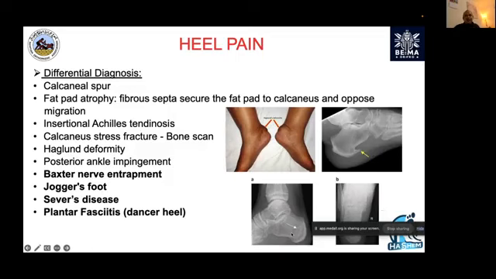Then you may have a Haglund deformity, and this is a Haglund deformity. It's a bony prominence here, and this bony prominence causes this tendon to wrap against it and cause a very common insertional Achilles tendinopathy, which may end by rupturing of the Achilles. Then you may have a posterior ankle impingement, meaning you have an osteophyte here. That's why the ankle is posteriorly impinging, and this gives the patient a heel pain. These three in bold are the uncommon causes of heel pain, but they still happen and they are always missed. Baxter nerve entrapment, jogger's foot, and plantar fasciitis.